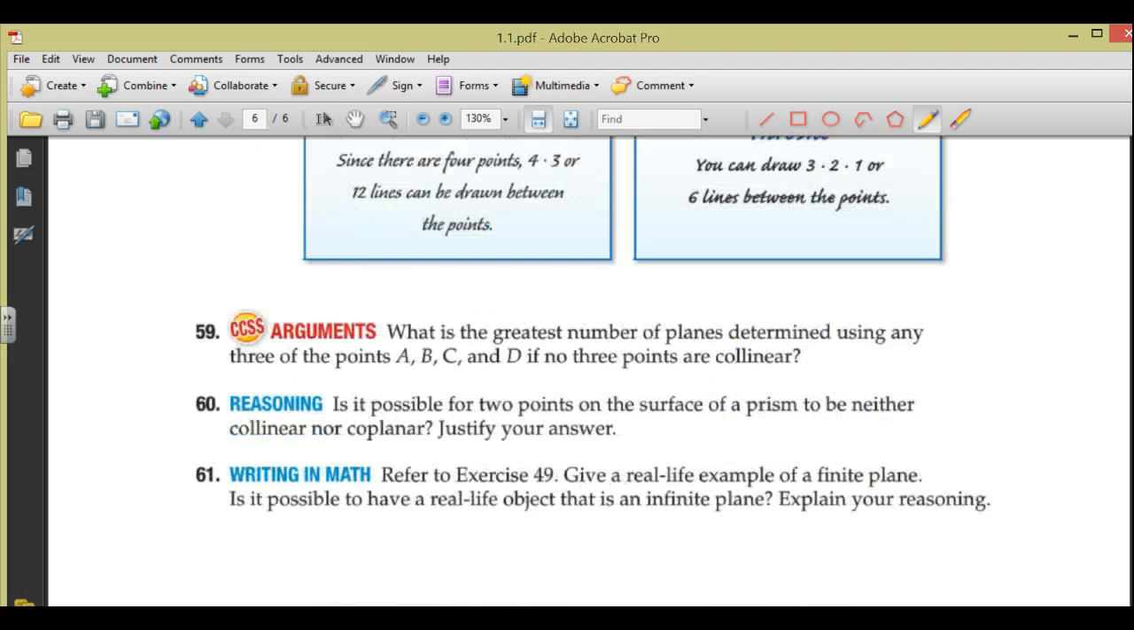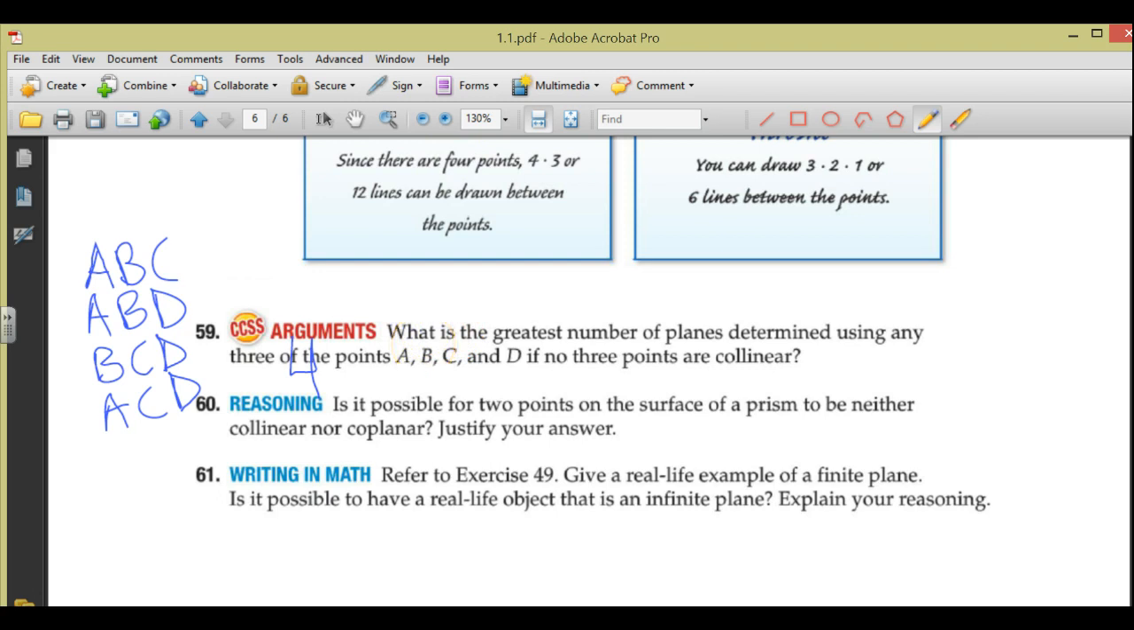Number 59, what is the greatest number of planes determined using any 3 of the points A, B, C, and D if no 3 points are collinear? So basically we have 4 points, and we want to choose all the different ways to choose 3 points from the 4 where the order is not important. So we could have plane ABC, plane ABD, plane BCD, or plane ACD. So a total of 4 planes.